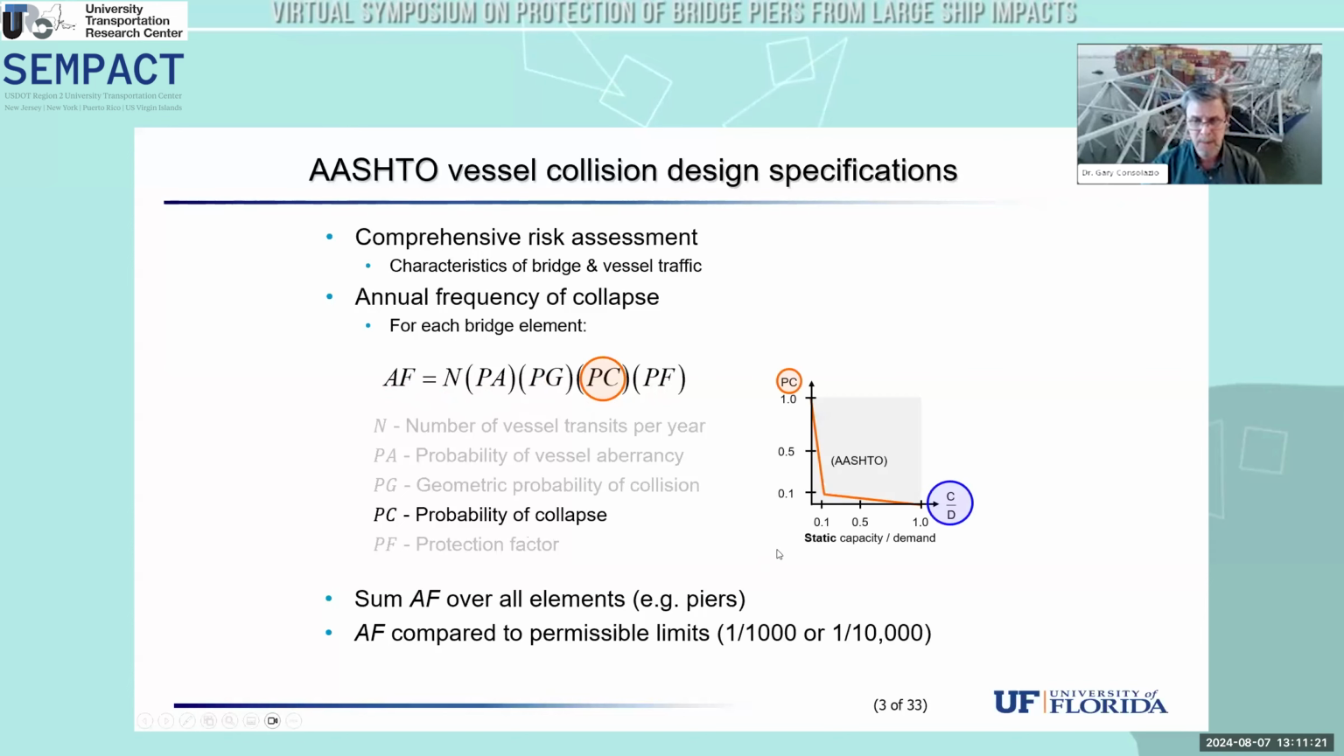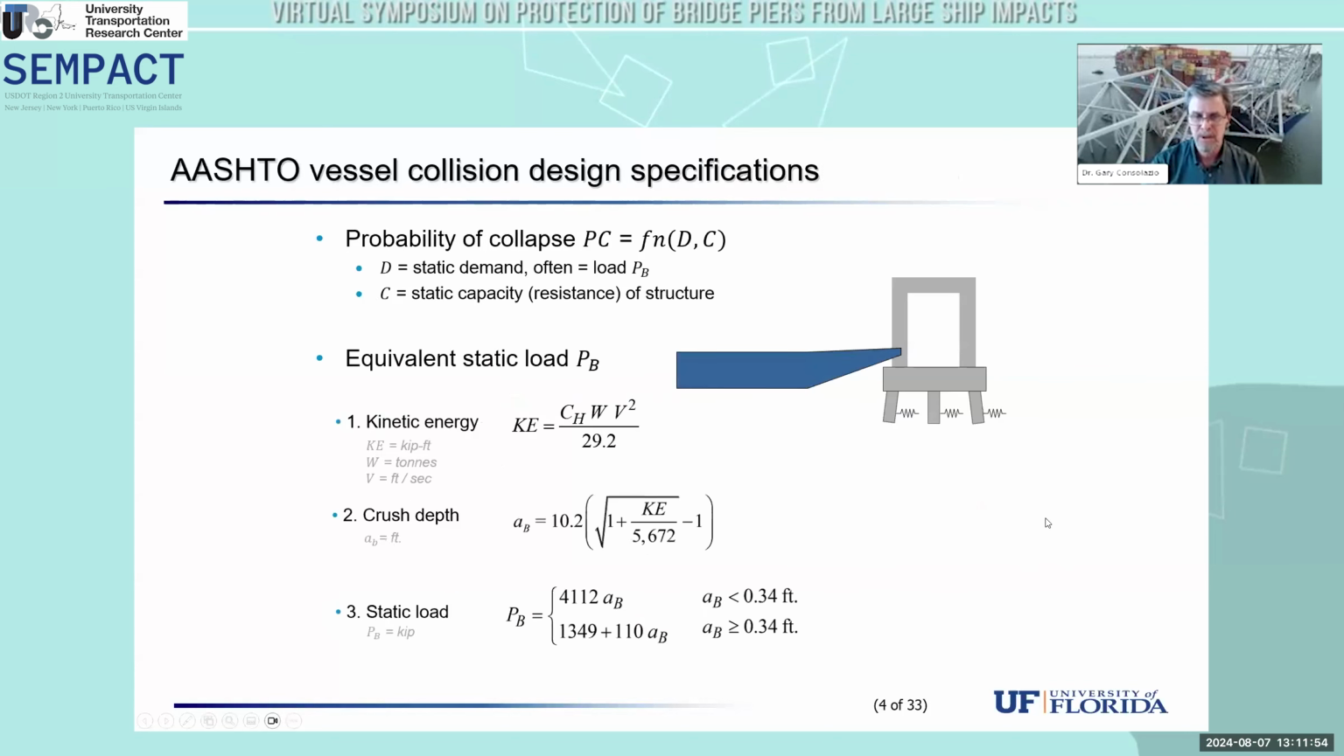The probability of collapse expression in AASHTO is sketched here. I think it's been given previously in equation form. But what I want to point out here is that the denominator of this is the demand on the pier. The numerator is the capacity or the resistance of the pier. The denominator is the demand, and very often that's taken as the equivalent static force that's being applied to the pier. So those annual frequency of collapse contributions from each element are summed over all of the elements in the structure, and then that final value is compared to an acceptable level.